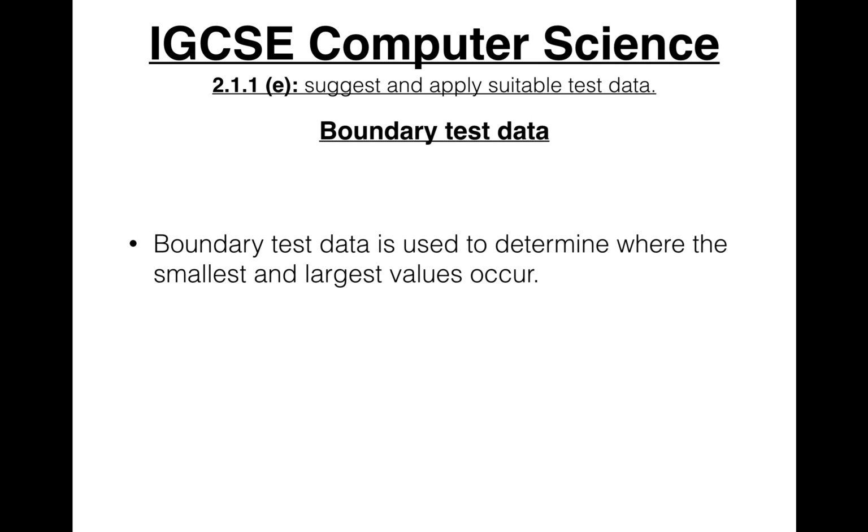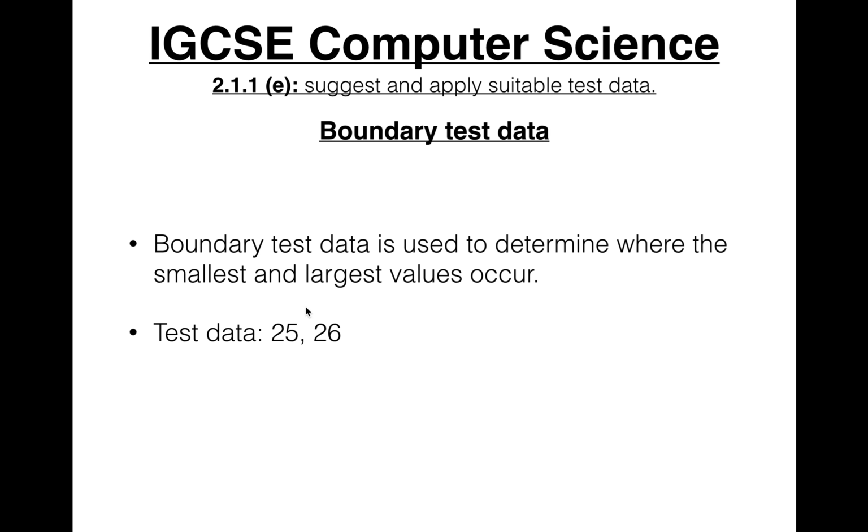There's one other type that you need to know, and this is kind of like extreme, but the reason is a bit different. It's boundary test data, and it uses extreme values to determine where the smallest and largest values occur, or where the extreme values occur. Does that make sense? Basically, that's just what it says.